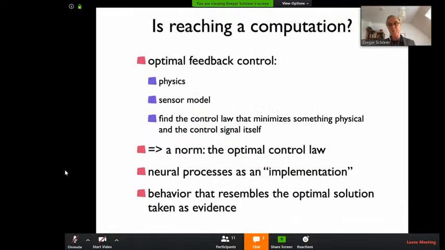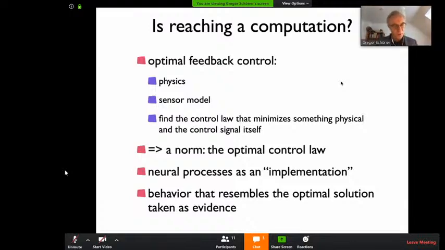I want to make a brief comment about this computational approach to motor control. I will not be using these concepts, but I want to position myself relative to that. So a lot of people would say, think of reaching as a computation. And concretely, let's say the most popular account right now is probably what is called the optimal feedback control theory. And in that account, people take some models of the physics of the movement. They take into account very crude sensor models, and then they find control laws that minimize something physical often, and the control signal itself, and derive what is then called an optimal control law as a norm.